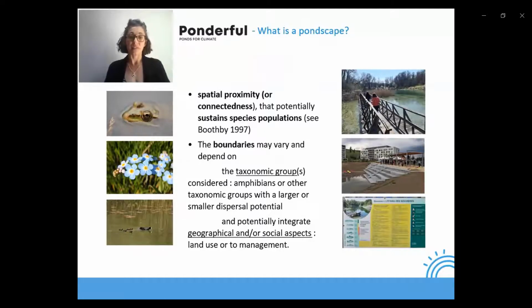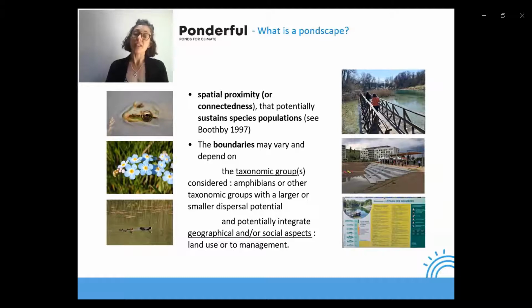An example of pondscape delineation targeted for amphibians is presented by Busby. But the delineation of pondscape can also, of course, target other taxonomic groups with a larger or even a smaller dispersal potential, such as plants, dragonflies, reptiles, or birds.